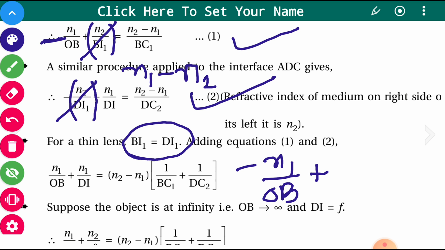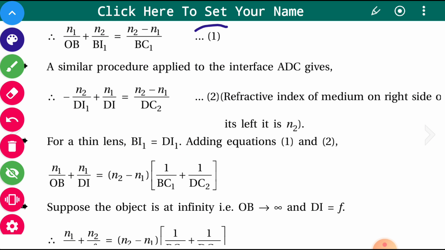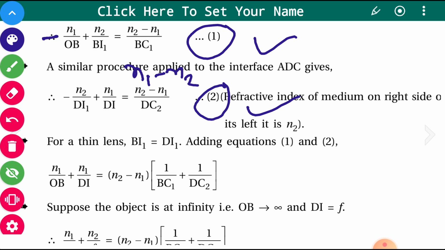You will have n1 upon di. Okay, left hand side, try to understand this left hand side. When you add 1 and 2, this is negative, n1 upon OB is negative. This is n1 minus n2. So if you add this 1 and 2, what will happen?